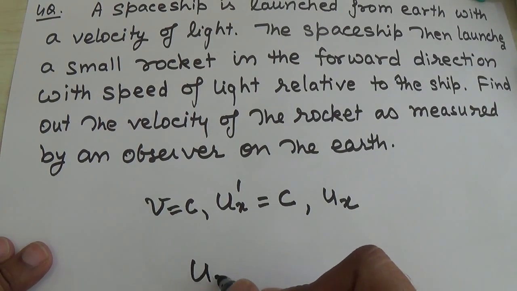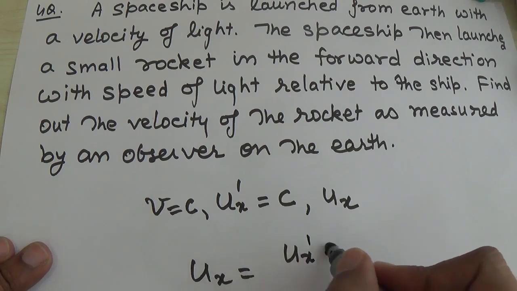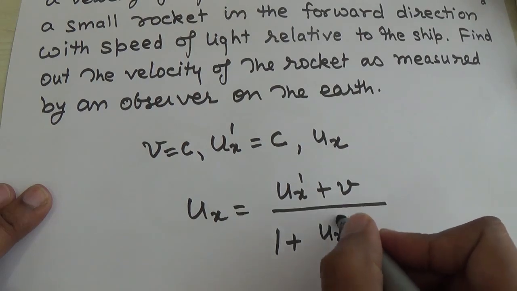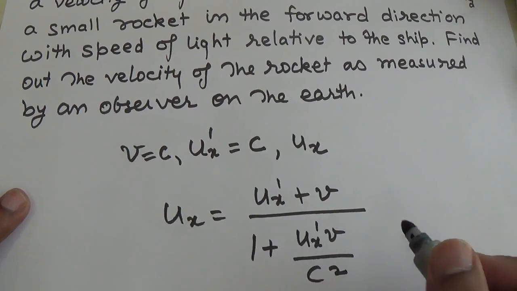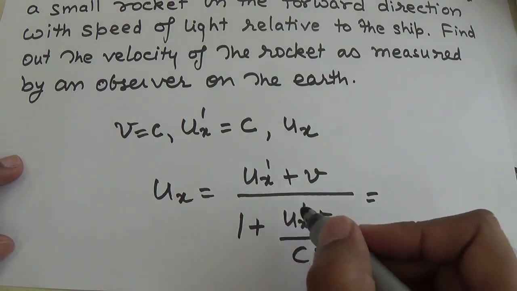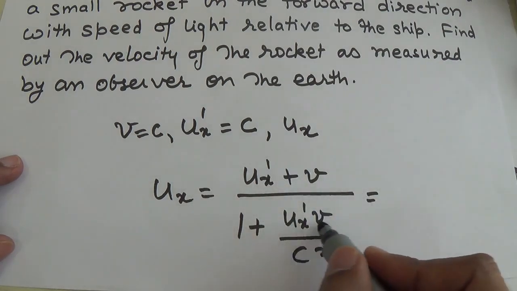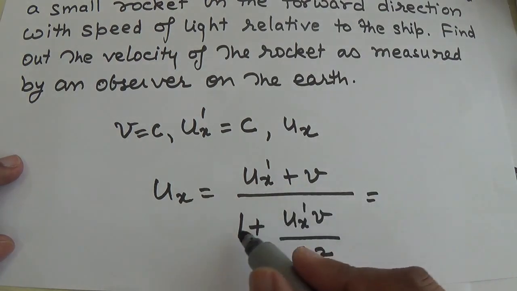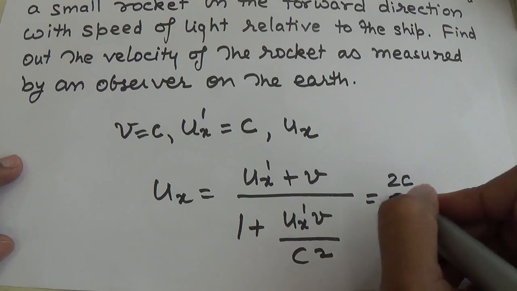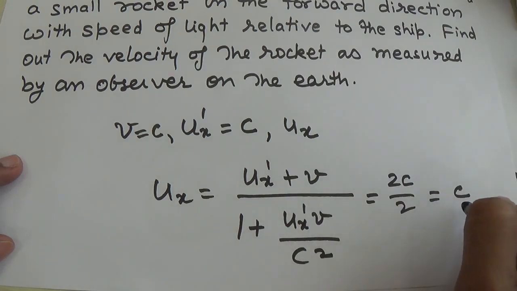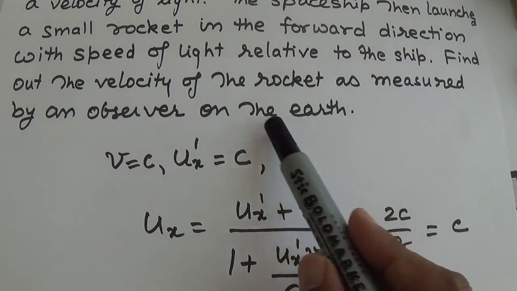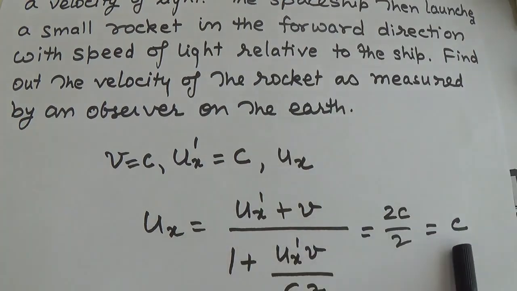So ux is equal to ux prime plus v, upon 1 plus ux prime v upon c square. You have seen here that ux prime and v are both c. When you simplify it, the numerator is c plus c, which is 2c, and in the denominator the c square cancels out, so it is 1 plus 1, which is equal to 2. So 2c upon 2 becomes equal to c. So the speed of the rocket with respect to the person standing on the surface of the Earth will obviously be c.